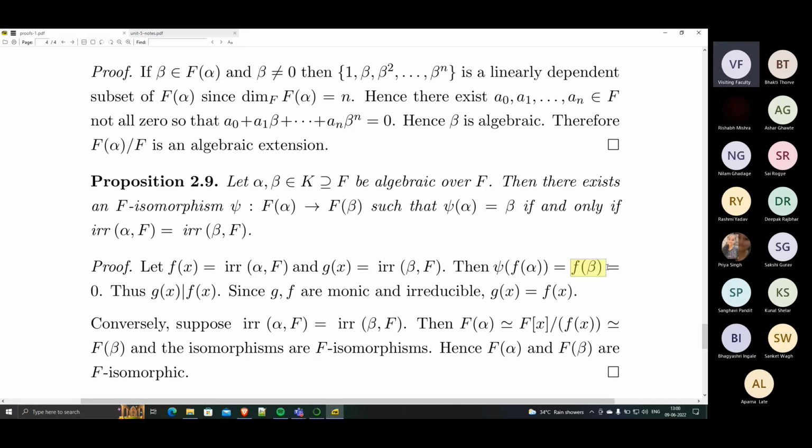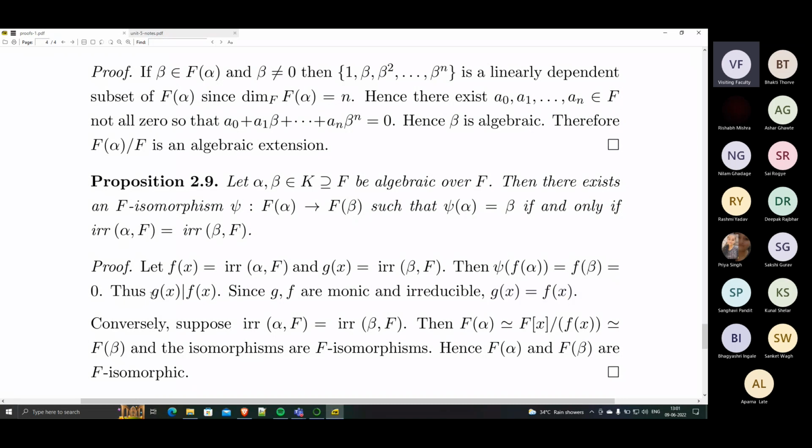But f(x) is a monic irreducible polynomial. So this is a monic irreducible polynomial such that it vanishes at beta. But monic irreducible polynomials which vanish at an algebraic element are unique. Irreducibility forces it to be unique. Therefore, f(x) is equal to g(x) by uniqueness.